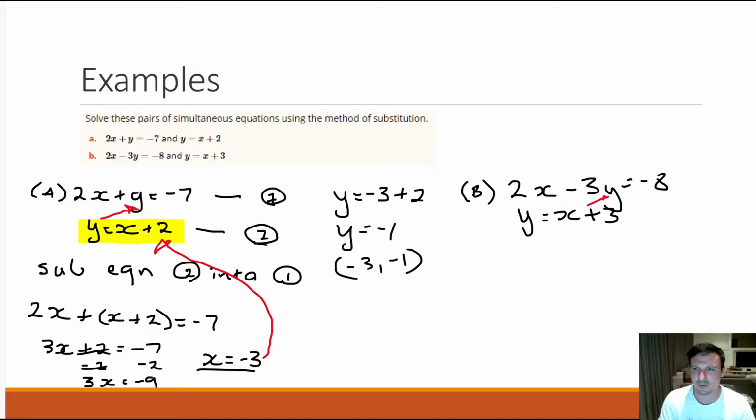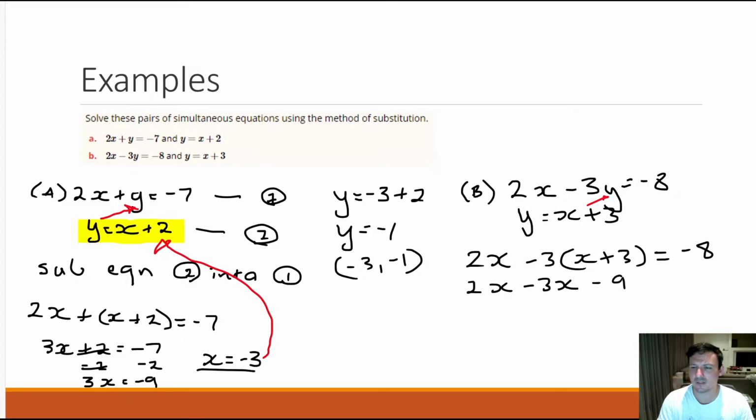So I'm going to rewrite equation 1 with the y replaced with x plus 3. I make sure I put brackets around what I substitute because that negative 3 affects the x and the 3 when we expand it. So I'm going to expand it here. So minus 3x minus 9 equals negative 8. We've now got minus x minus 9 equals negative 8, plus 9 plus 9. Negative x equals 1, so x must equal negative 1.